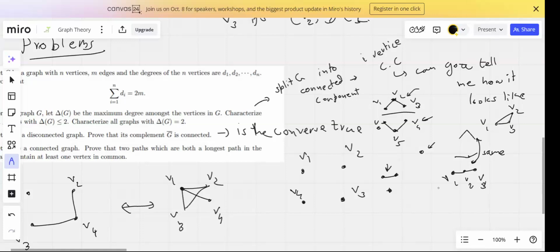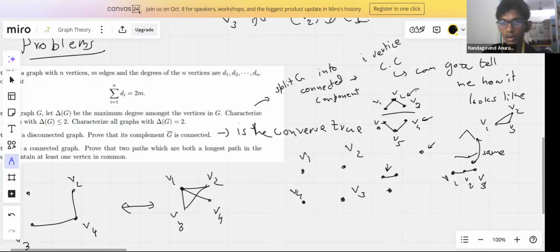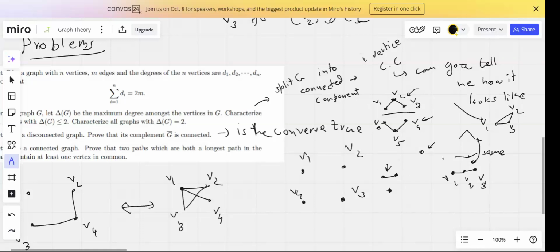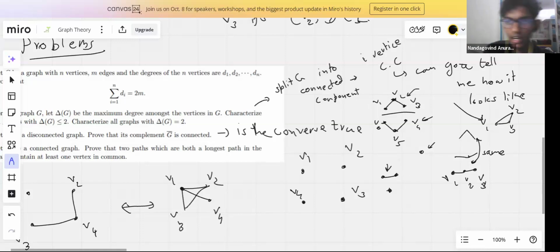Yes, good. So now, are these two the only possible conditions? We will consider v1, v3, v2 to be the same as v1, v2, v3. Okay, yeah, these are the only two possibilities. And this is when the number of vertices in a connected component is three. What about when the number of vertices in a connected component is four?